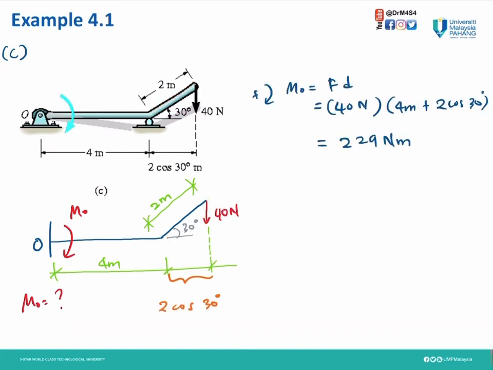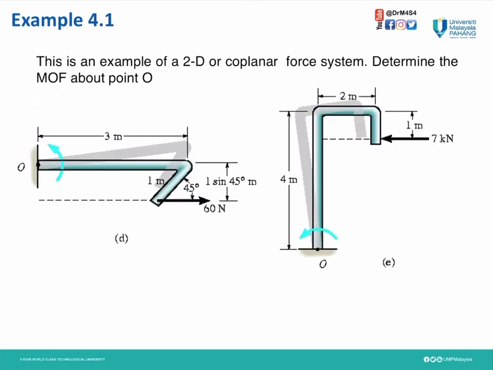So now we can calculate our moment. We take positive clockwise. So force 40. To get to point O, it's going to move clockwise, so it's positive 40 Newton. The perpendicular distance is 4 meter plus 2 cos 30. Then the answer is 229 Newton meter.